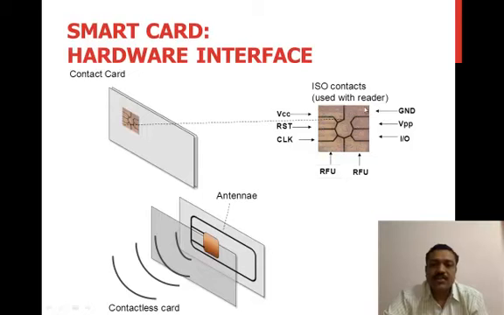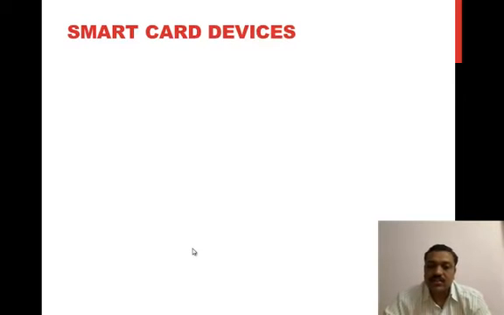The chip is divided into 8 sections, and these are called ISO contacts, and this is used with a reader. So these are contact cards, and when this chip is connected with a wireless antenna, it can transfer the data without contact. It's called a contactless card.